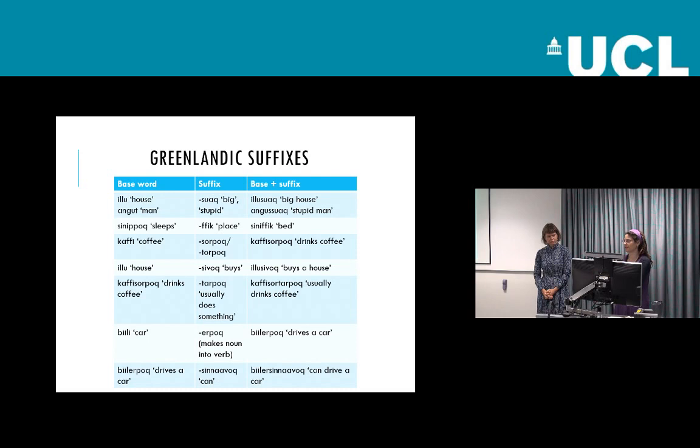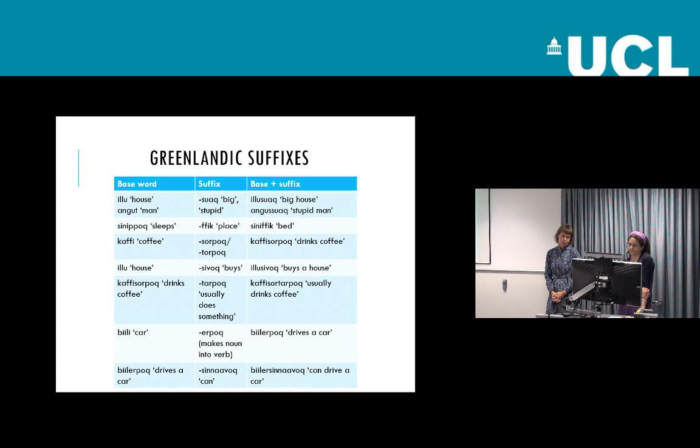Okay, so now bili, car. So this erpok suffix is something that can be used to make a noun into a verb, and it's used quite commonly with loan words. Not only loan words, but it's very common with loan words. So you take bili, you put erpok on, and then you get bilerpok, which means he or she drives or drove a car. And then we can build on that and use this bilerpok as our base and add sinnavok to that, which is can. So there's a suffix that means can. This is not uncommon. There are other languages that have this, but the combo becomes bilersinnavok, which is can drive a car.